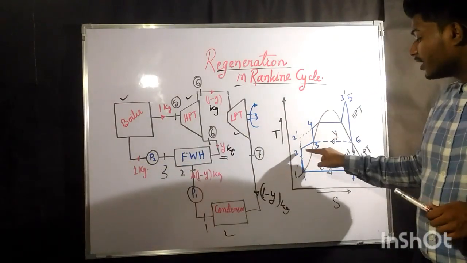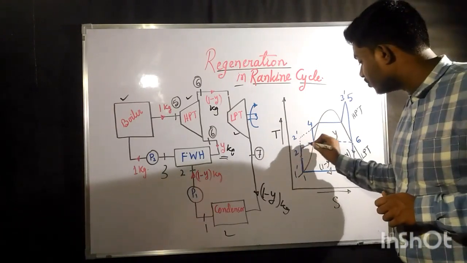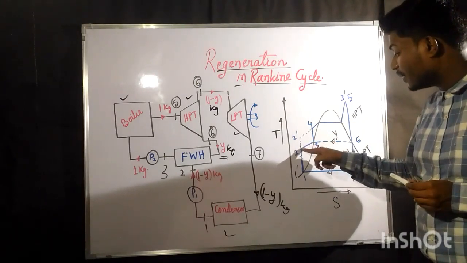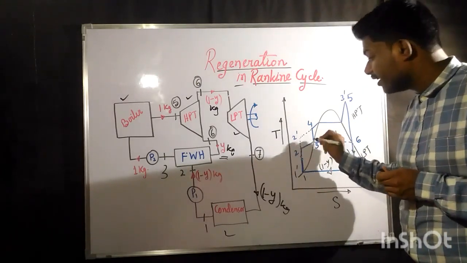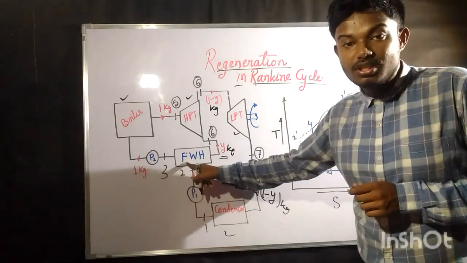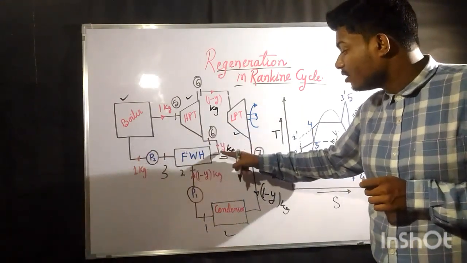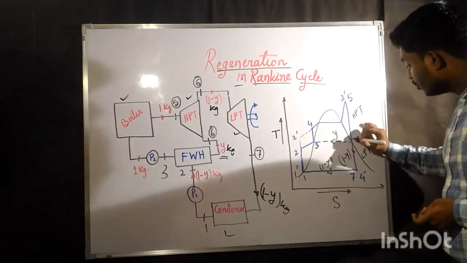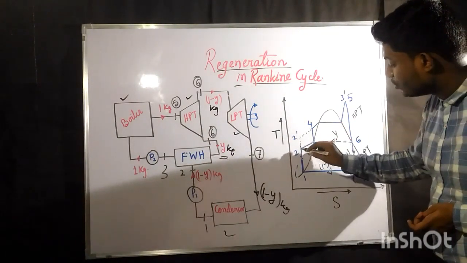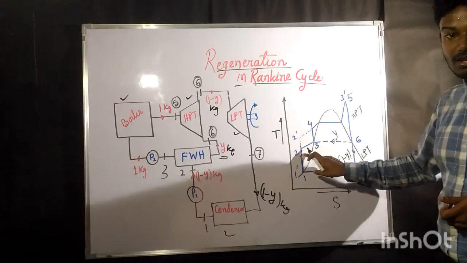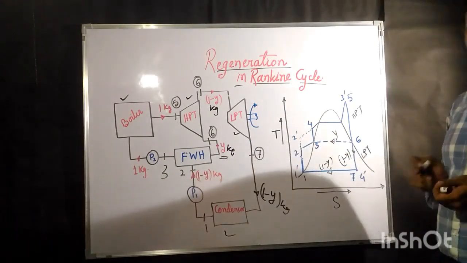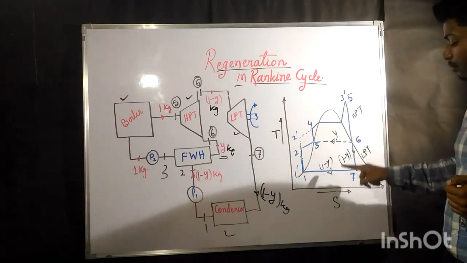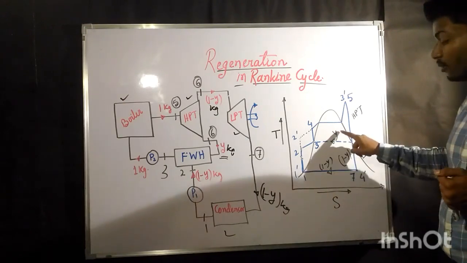So after pumping, what happens? The heat addition. 2 to 3 is the heat addition process, and this particular heat addition process from 2 to 3 is nothing but due to this feed water heater. Feed water heater means the y kg of steam that is coming out with some amount of heat is going to heat the 1 minus y kg. So this y kg is going to heat up the 1 minus y kg of steam from point 2 to point 3.